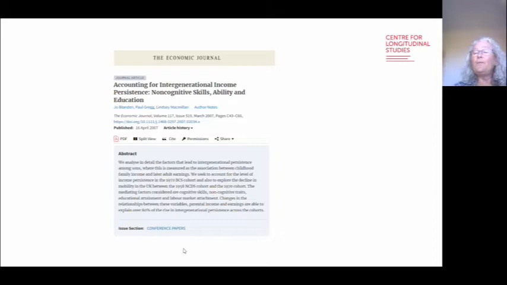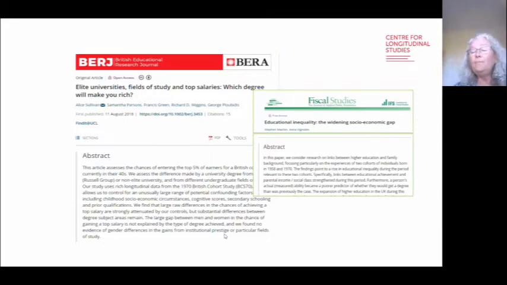Many papers have used the BCS70 to look at higher education. The first here investigated the difference in salaries of cohort members attending an elite versus a non-elite university, and the work revealed a hierarchy of university degrees in terms of joining the top 50% of earners once prior socioeconomic and educational factors were accounted for. But also the type of degree was important, such as whether they were studying things like law, economics and management.